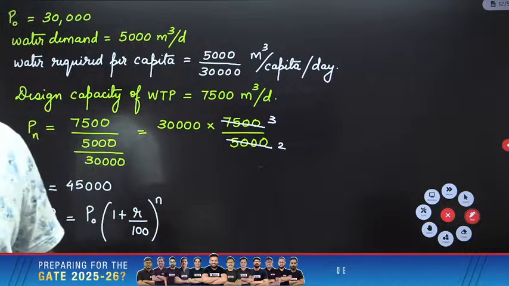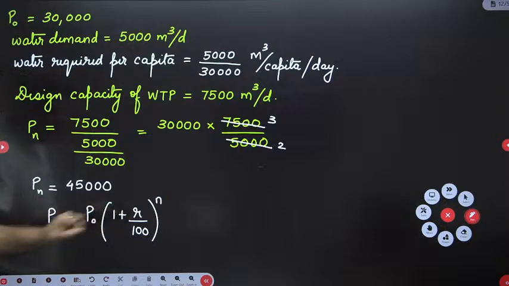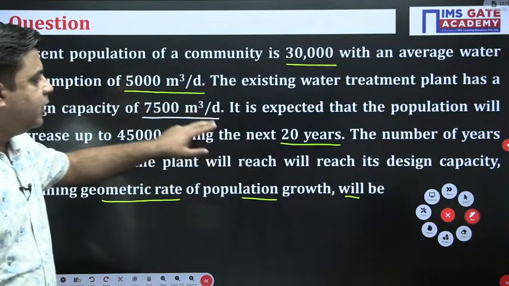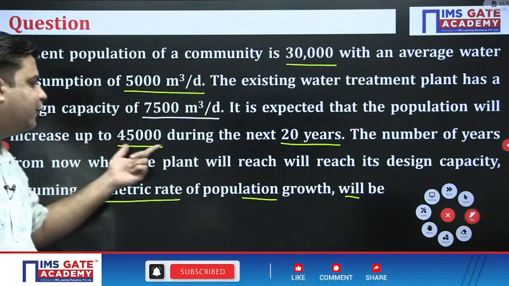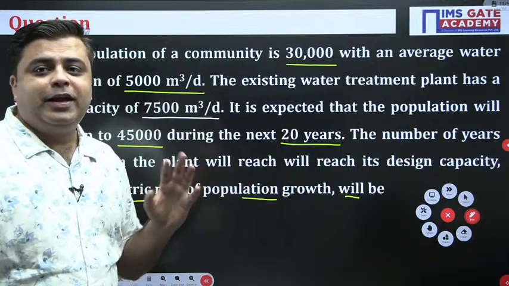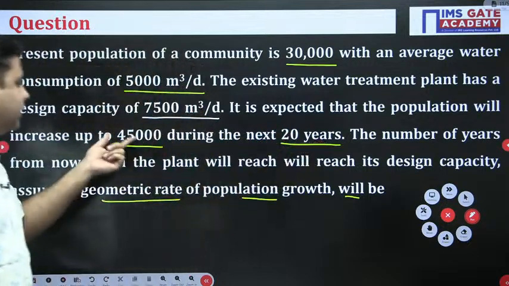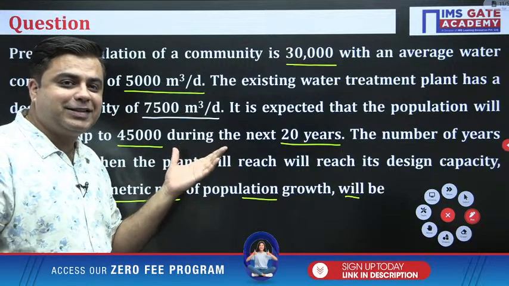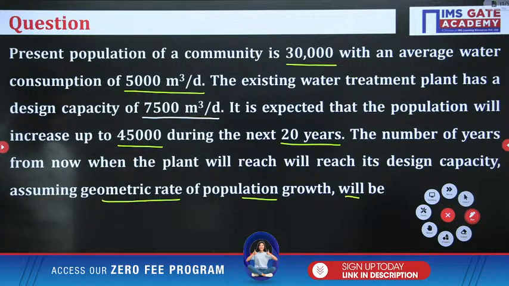Very good, Kirti. Now sir, how to calculate this value of R? In order to calculate R, they have given you one more piece of information, that it is expected that the population will increase up to 45,000 in the next 20 years. Now the question is simplified. It has become so simple. In 20 years, the population will become 45,000. Coincidentally, the data is such that in the next 20 years, you are directly getting 45,000 as the population.